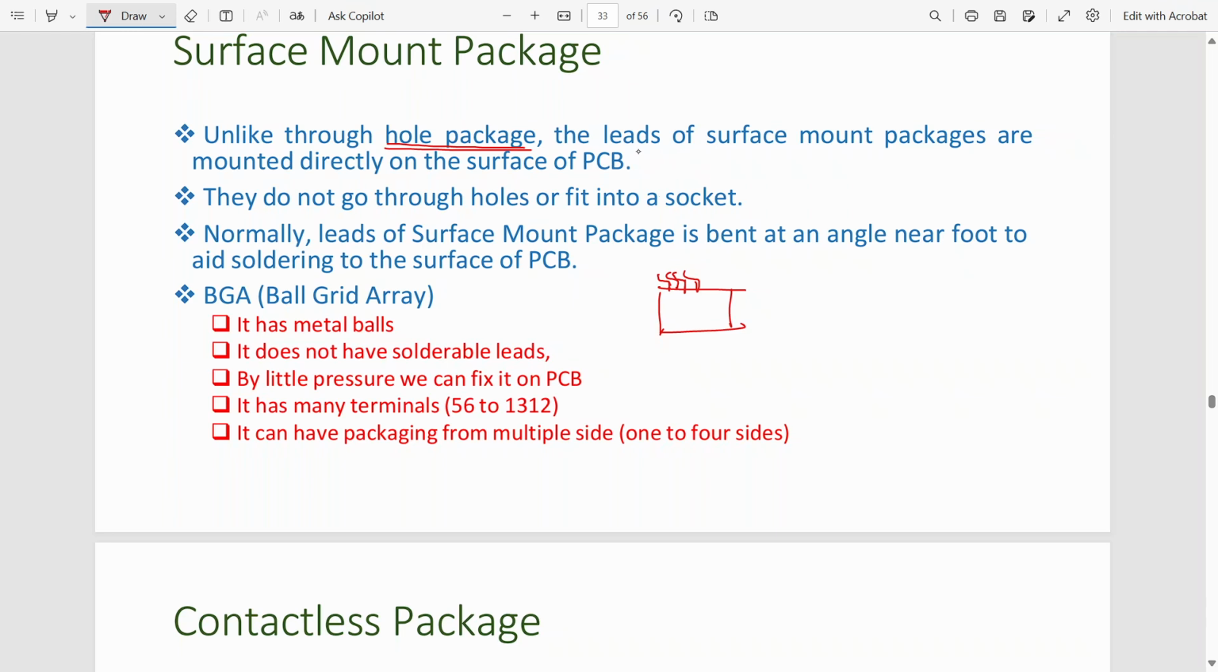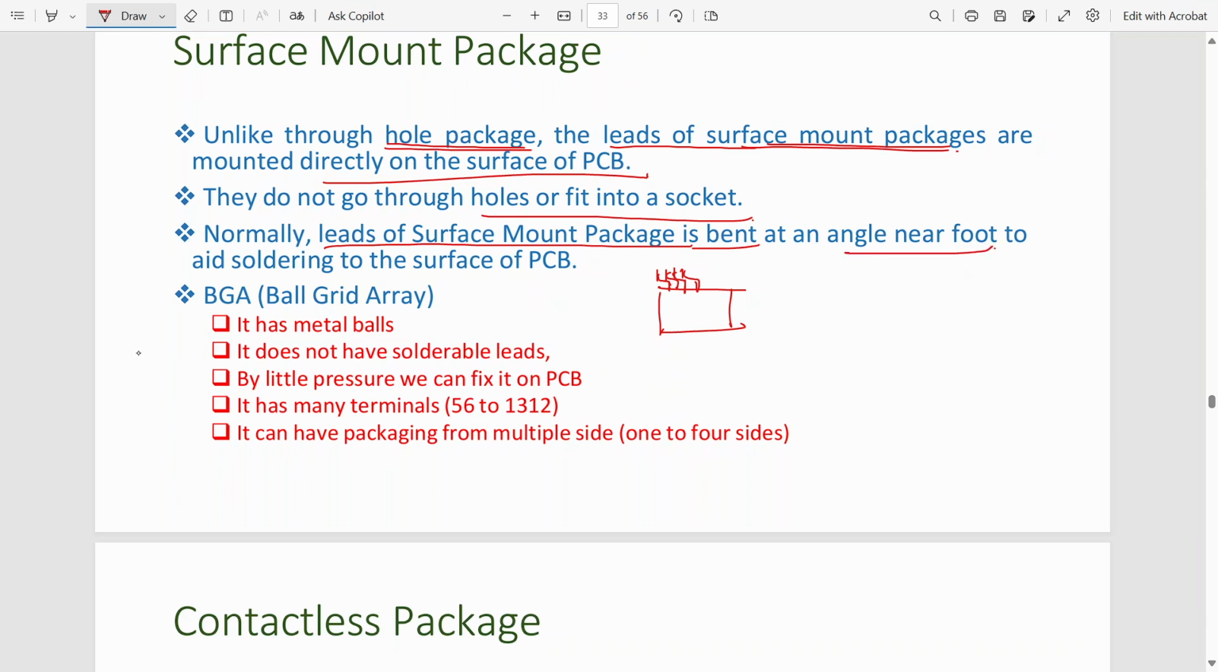These consist of leads, whereas surface mount packages are mounted directly on the surface of the PCB. They do not go through the holes or fit into a socket. Basically, the leads of the surface mount package are bent. I told you it will be bent, with some angle near the foot.